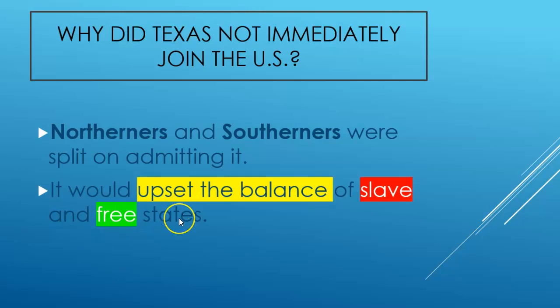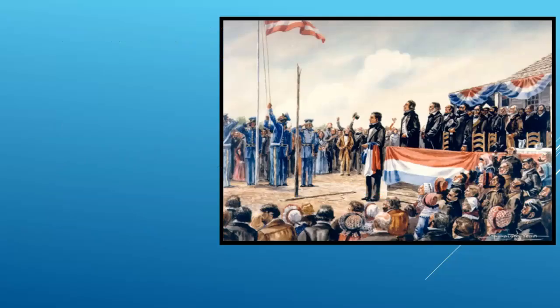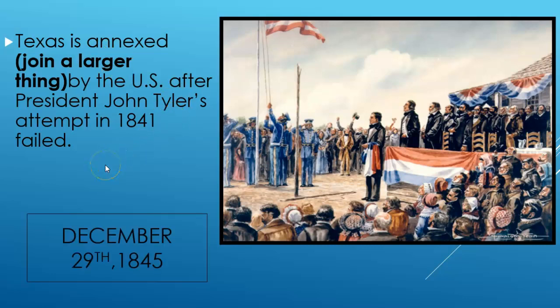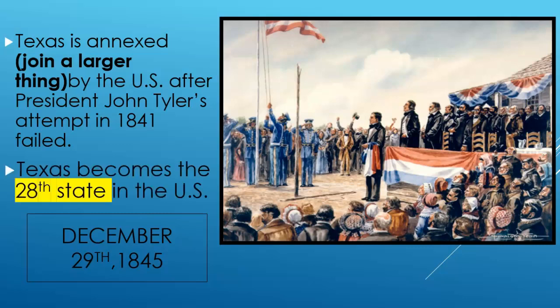But eventually, you remember that idea of manifest destiny is sweeping the nation, and we have to basically reach the West Coast, and we want to expand. And so eventually, in 1845, you have it being annexed, meaning taken in, at the very end of John Tyler's administration in 1845. It becomes the 28th state in the United States. Thus ends the idea of the independence of Texas.